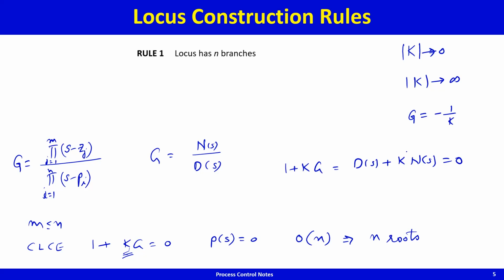And when k goes to 0, you can see that the roots of the denominator polynomial are the roots of the closed loop characteristic equation. Roots of the denominator polynomial are the poles of g. So what this means is that the root locus begins at the poles of g, at the open loop transfer function poles. So the loci begin at the n open loop poles.